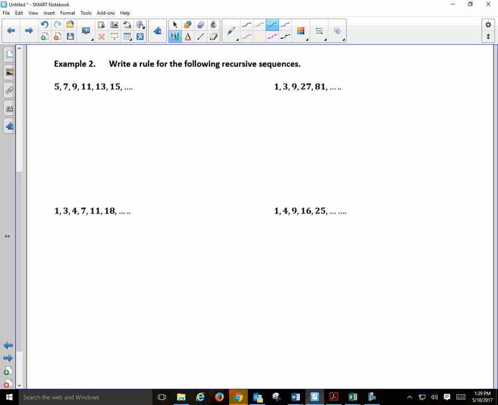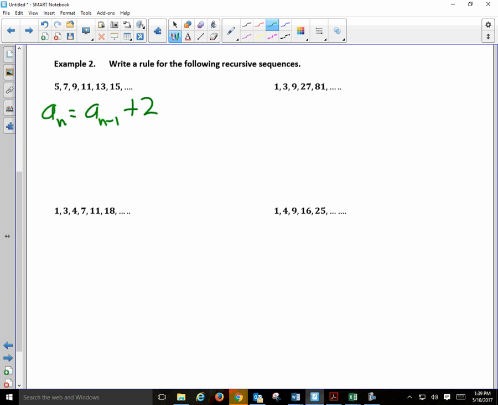Let's do 4 examples where we actually try to write a rule that's recursive. Okay? I want to know a sub n is equal to, you tell me what's the next term. 17. How do you get 17? You add 2 to the previous term. So that's our rule. Previous term is a sub n minus 1, and to that we add 2. And that's our rule to generate our sequence.